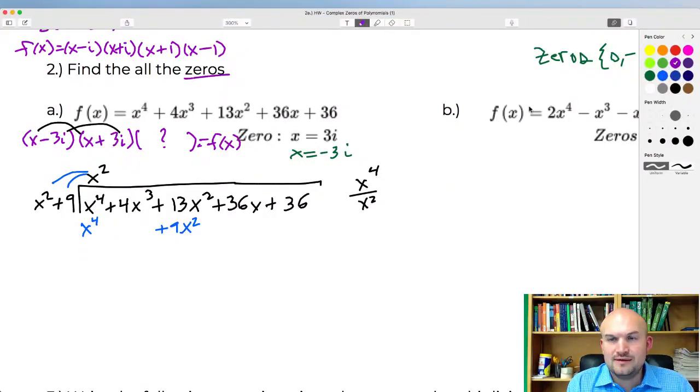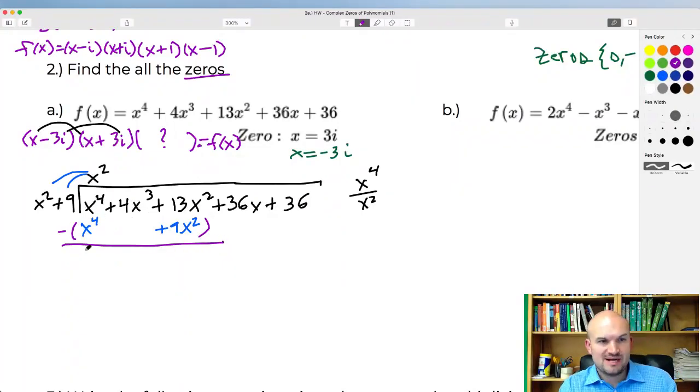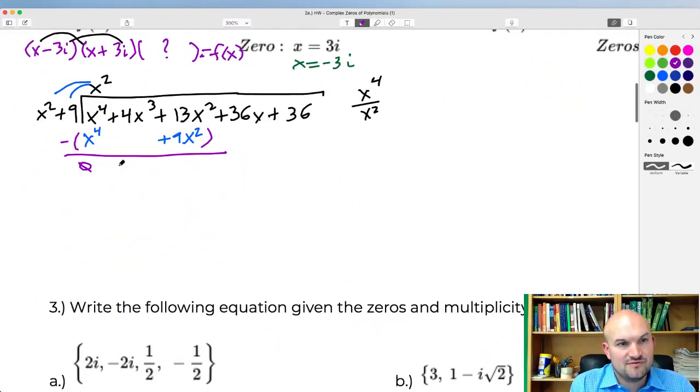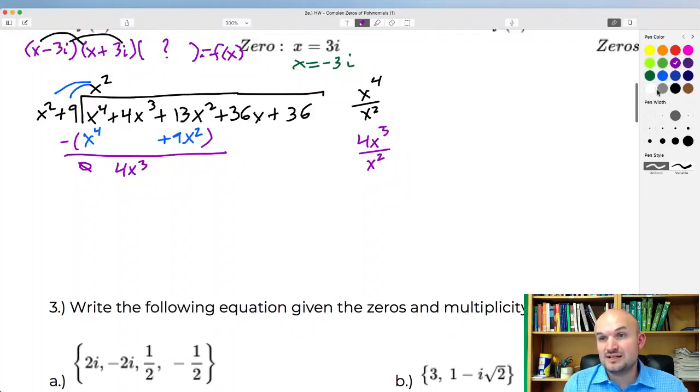Okay. Then we're going to want to make sure we subtract our rows. I always like to use parentheses because this is where I see students make mistakes. X to the fourth minus x to the fourth is just going to be 0. Then I can bring down this 4x cubed. Okay. X squared now divides into 4x cubed how many times? Well, again, just rewrite over here. 4x cubed divided by x squared. Well, that's going to be 4x.